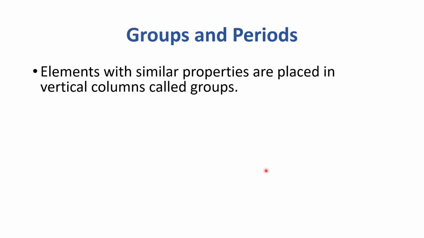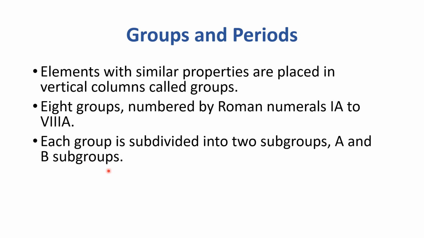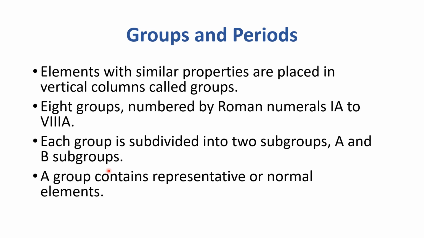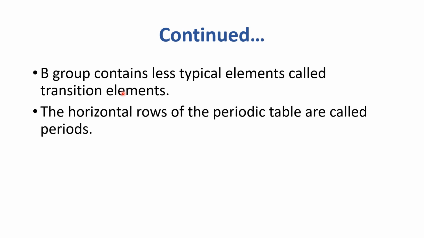Then there are the groups and periods. Elements with similar properties are placed in vertical columns, which we call groups. There are 8 groups numbered by Roman numerals 1A to 8A. Each group is subdivided into 2 subgroups, which we call A and B subgroups. A group contains representative or normal elements. B group contains less typical elements, which we call transition metals. And the horizontal rows of the periodic table are called periods.